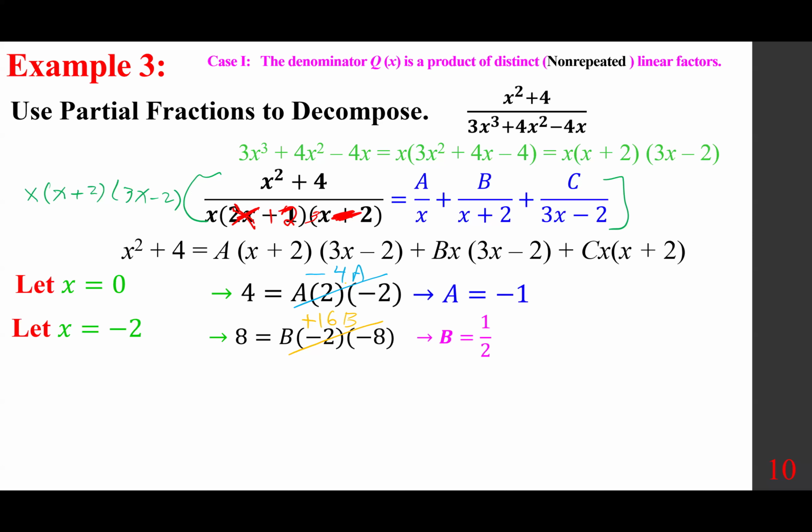The last one, notice this one. So you set each parenthesis equal to 0, that gives you the x. So this parenthesis means x is 2/3. If you choose x to be 2/3, this one is 2/3 squared.